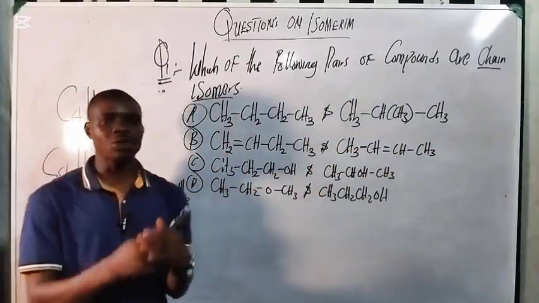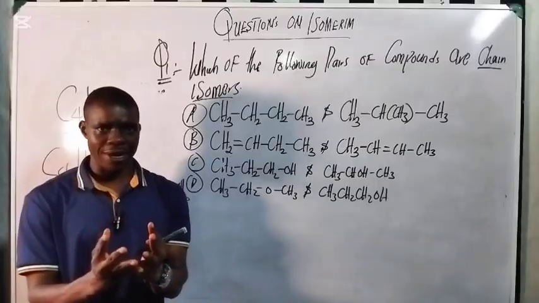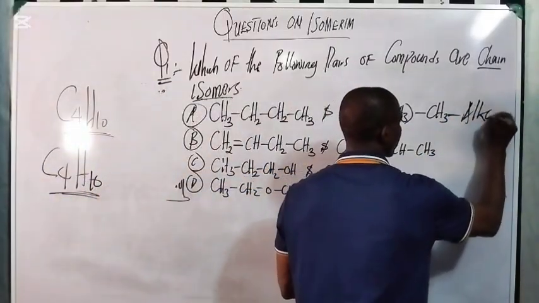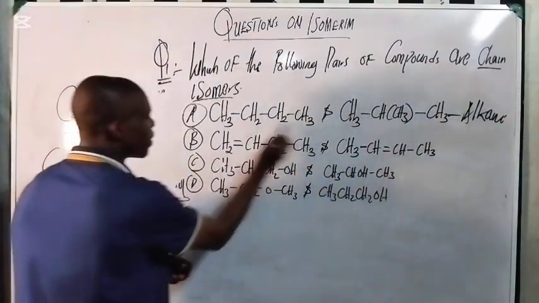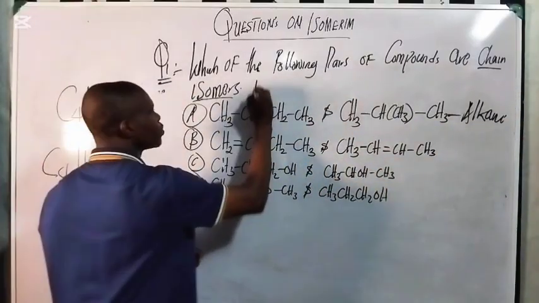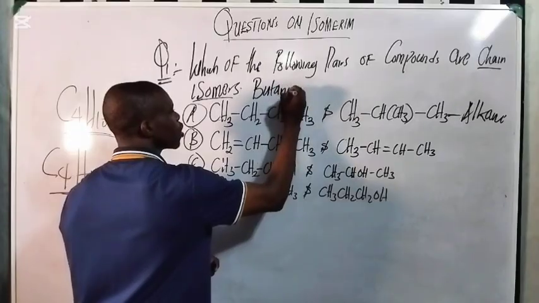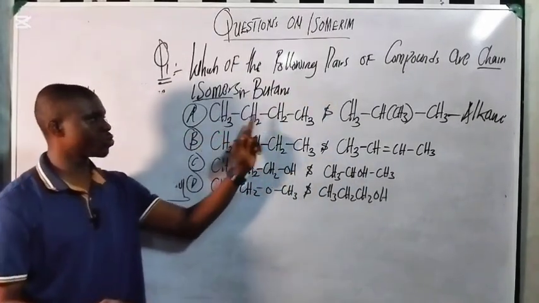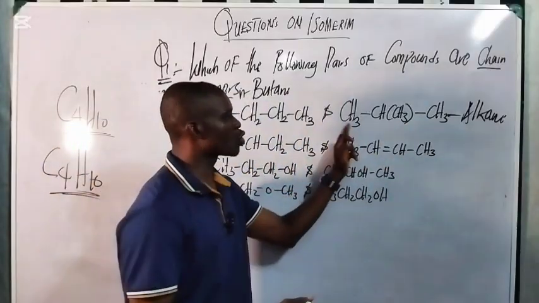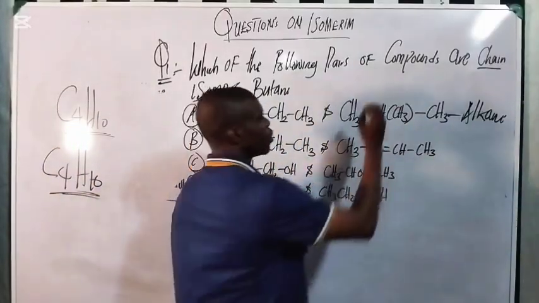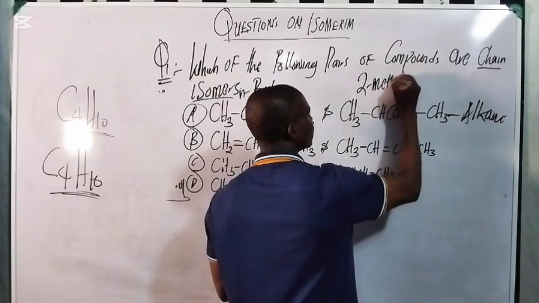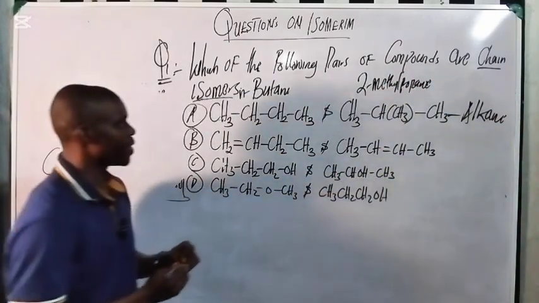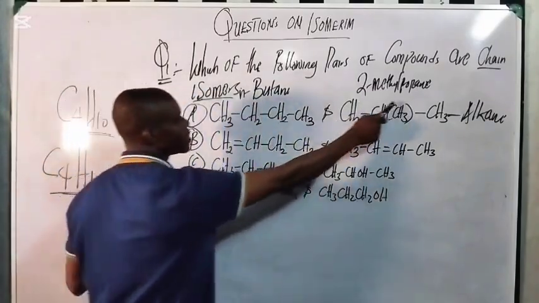But do they have any functional group here? There's no functional group. The two of them are alkanes. If you look at the name, this one is called n-butane, with 1, 2, 3, 4 carbons. Now, why is this one called 2-methylpropane? So here we have n-butane and 2-methylpropane.